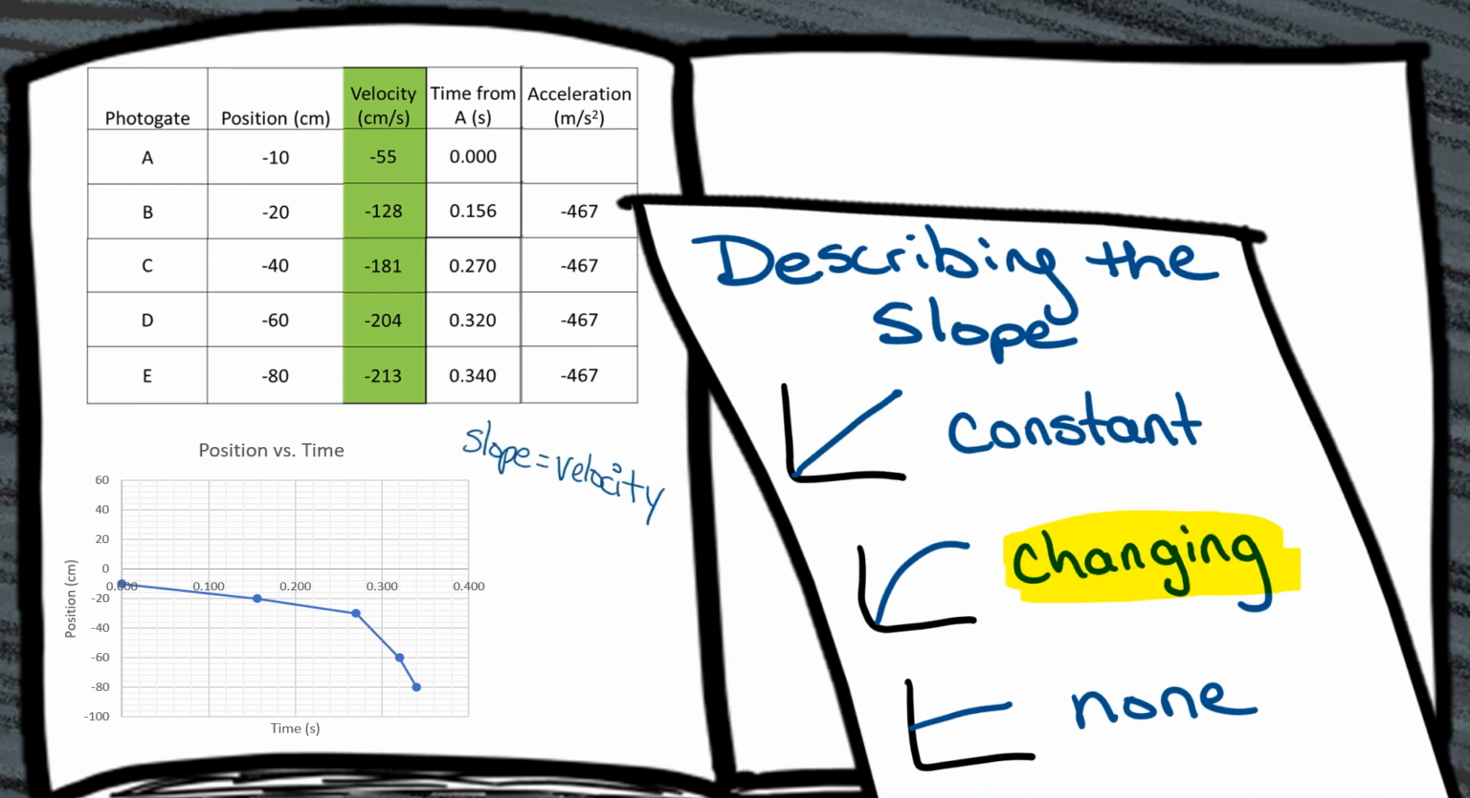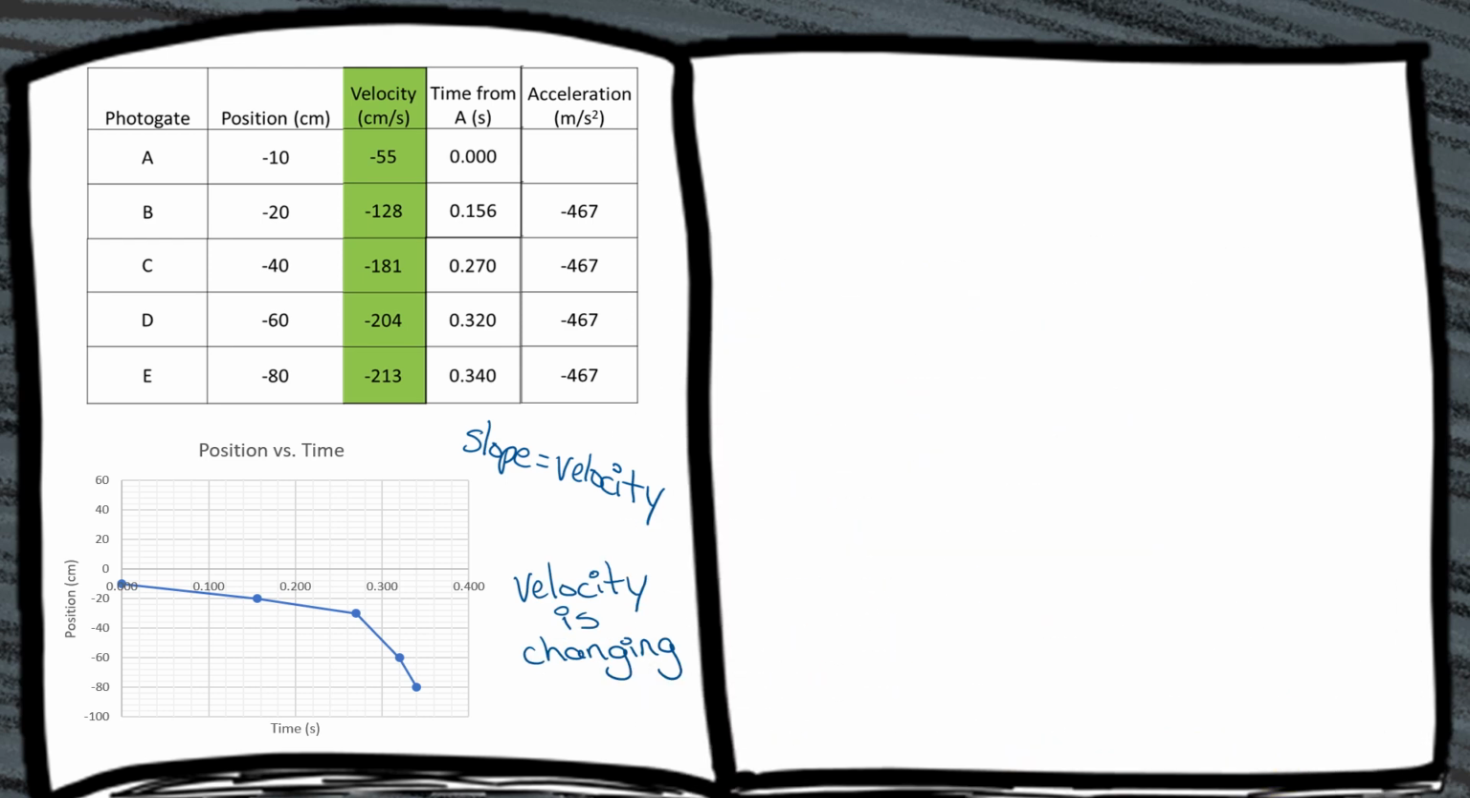Yes, that's right. The slope of a position versus time graph is velocity. And since we see it curve, it tells us that the slope is changing. Thus, the velocity is changing, which means that we do have an acceleration. But what graph could we use to help us determine if the acceleration is constant?